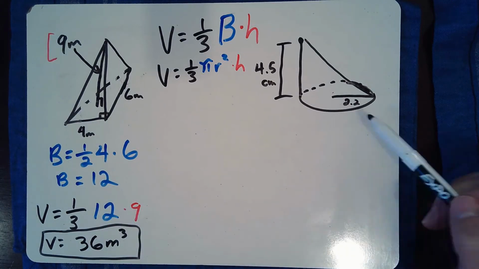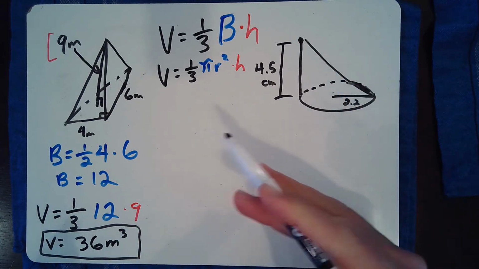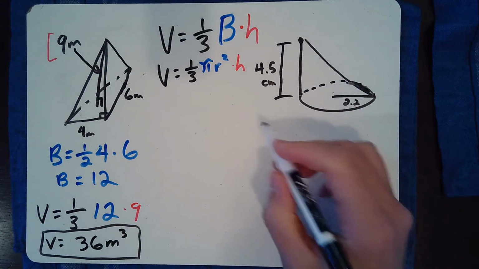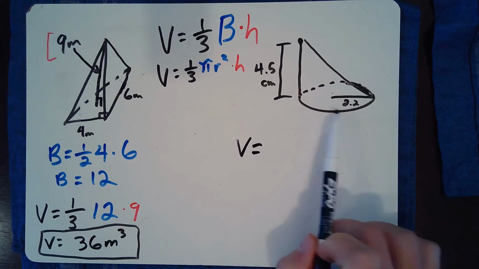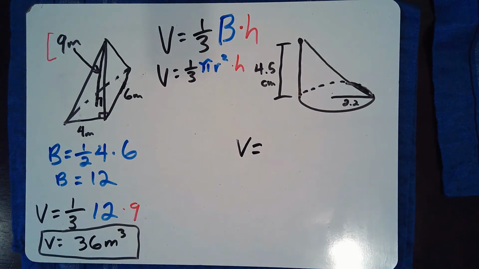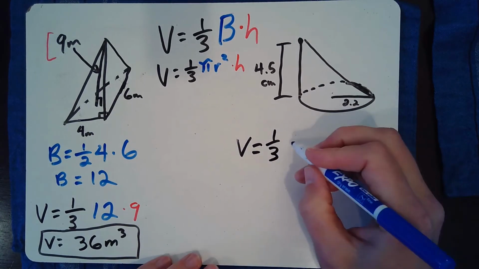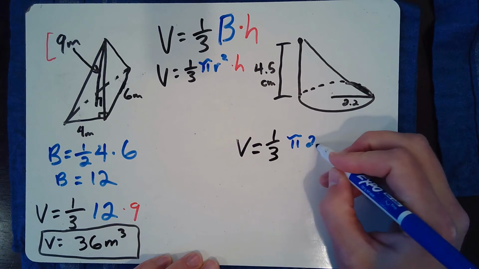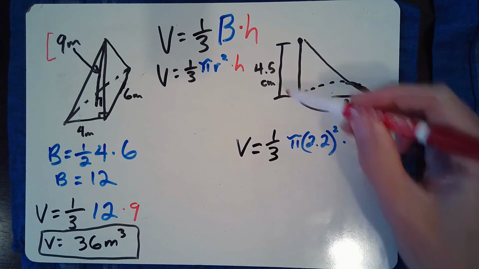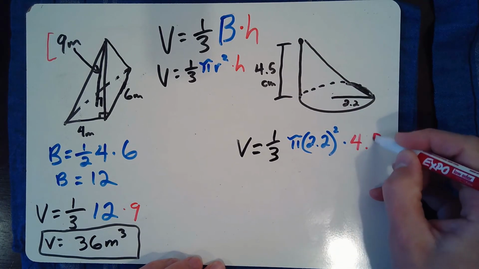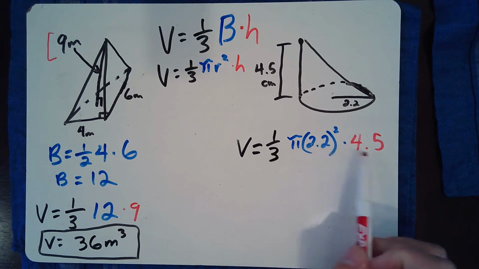All right, next one. Here I've got a cone that is called oblique, non-right, because it's kind of leaning off to the side. One thing to keep in mind is the height is always measured straight perpendicular to the base, so that straight vertical distance is the height. Volume is 1/3 pi r squared times the height. In this case it's pi times 2.2 squared times the height, which is 4.5.